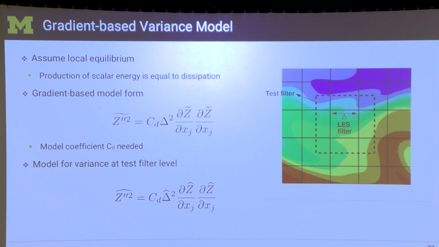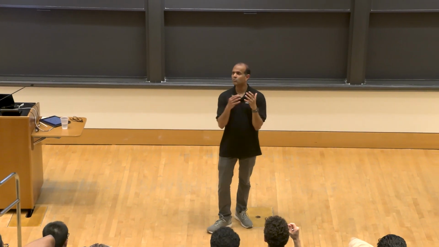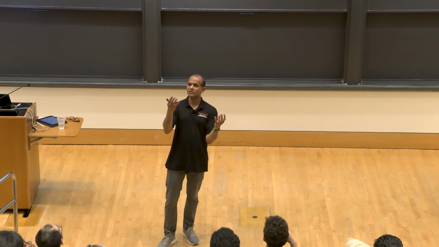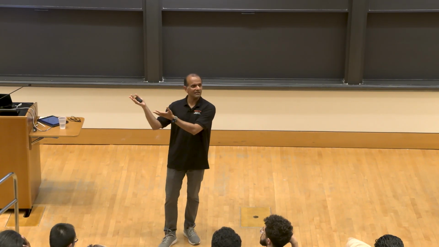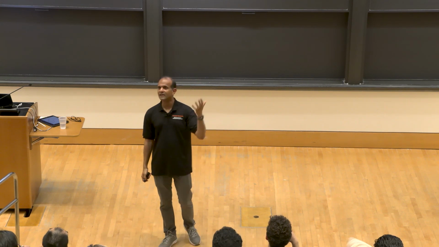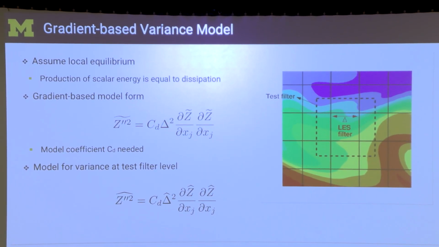The key additional thing you have to understand is that if you use the dynamic procedure, you are trying to find a model coefficient, which is one variable. To find that one variable, you need some equations. You need the left-hand side to be equal to the variable times the right-hand side. Then you can divide one by the other and get that variable. So typically what we do is write the scalar variance in terms of two different models.